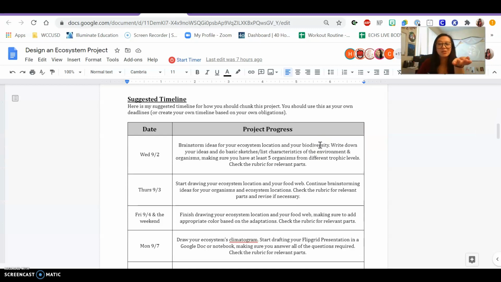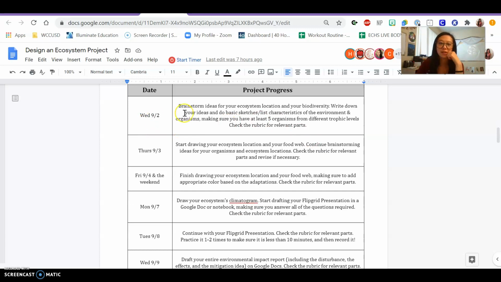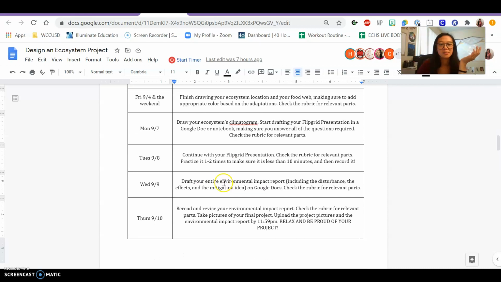Here, I've given you a suggested timeline because it's a huge project and I decided that it might be good to chunk it up. On Wednesday, aka today, brainstorm your ideas for your ecosystem and biodiversity, maybe sketch them out. Thursday, start drawing your ecosystem and food web. Friday, finish drawing it. You can take the weekend too, add in your color, add in whatever other things you want to. Starting next week on Monday, you might draw your climatogram and then draft your Flipgrid presentation.